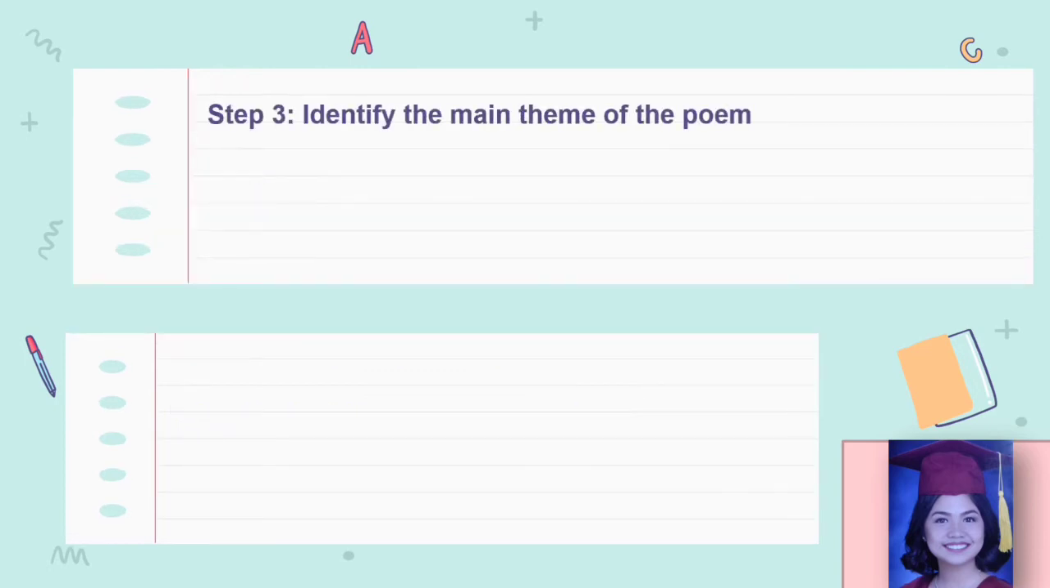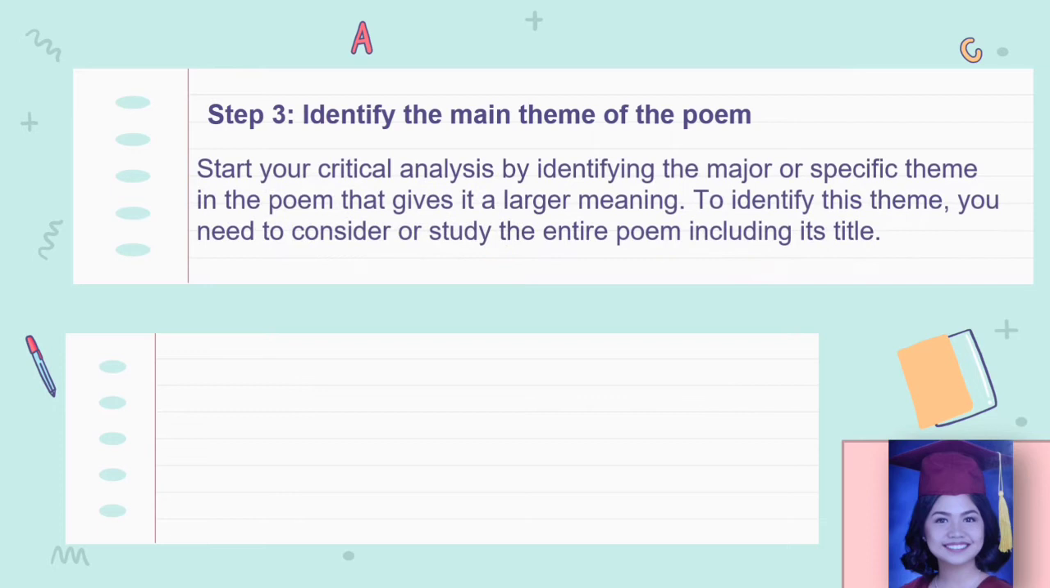Step 3. Identify the main theme of the poem. Start your critical analysis by identifying the major or specific theme in the poem that gives it a larger meaning. To identify this theme, you need to consider or study the entire poem, including its title. Maybe the poem that you are analyzing is about losing innocence, growing old, or the importance of preserving the environment. The overarching or major theme of a poem can come out clearly or it can be hidden in its presentation and words.